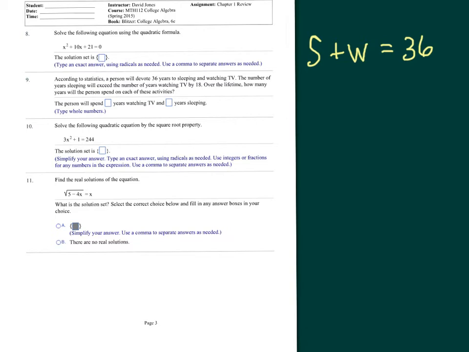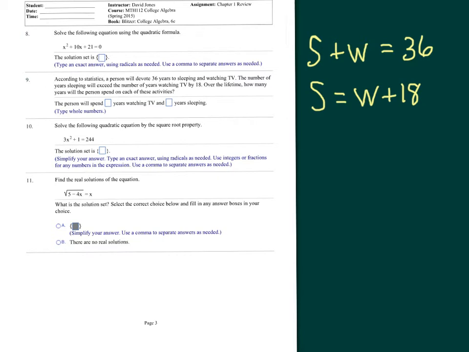And then the second sentence, they tell us that the number of years sleeping will exceed the number of years watching TV by 18. So we can tell that sleeping is larger than watching TV. So we could say that sleeping is equal to watching TV plus 18 years. Or you could also write S minus 18 equals W. Either way would work. Once you've got those two equations, then what we can do is solve by substitution.